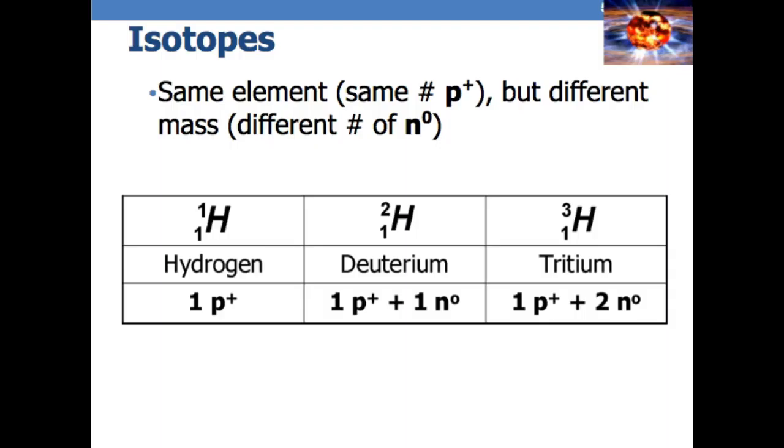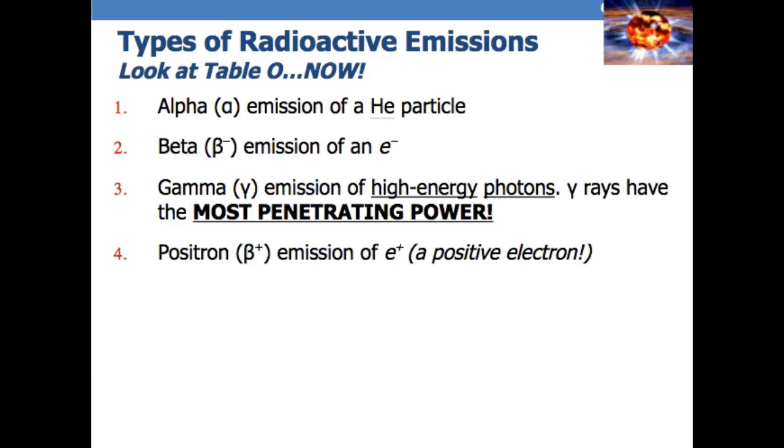So just recall, remember what we're talking about here with isotopes, same protons, different neutrons. These are 3 isotopes of hydrogen, deuterium, and tritium. They all have 1 proton, same atomic number, different numbers of neutrons, causing them to have a different mass. So when those ratios are off, that's when it's going to be unstable and be radioactive.